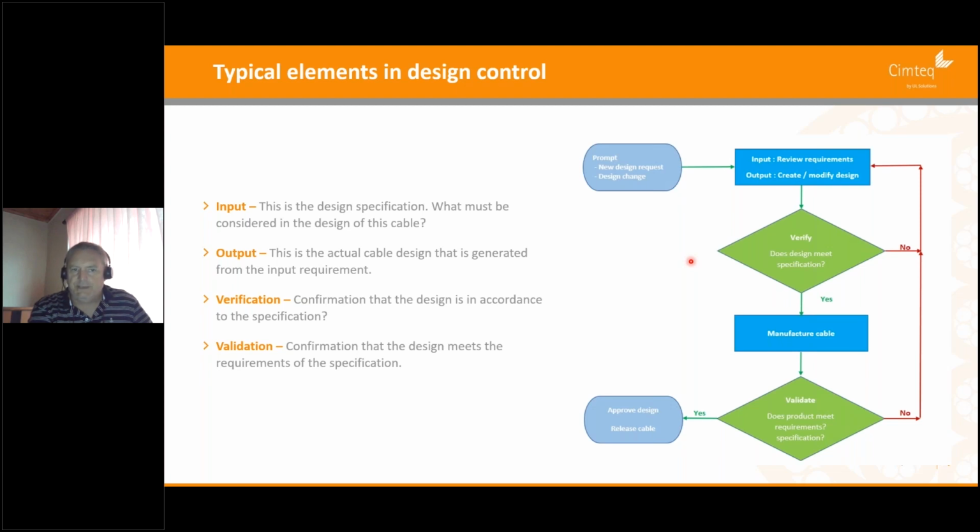The output is the actual cable design. So it's the cable design that you've created in accordance with the specification. The verification is saying this cable design that I have created does in fact meet the requirements of the specification. And then validation is once you've verified the design, you send it to production for manufacture, you make the cable, and then you validate its performance, etc., against the specification. So they are the 4 steps of a cable design, or all of design control.